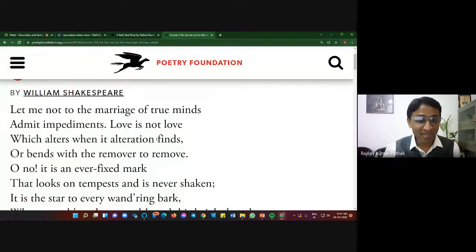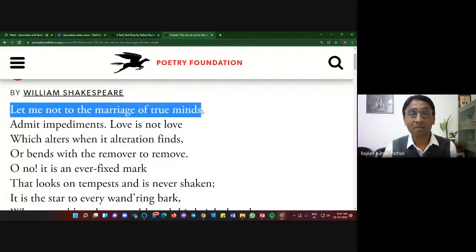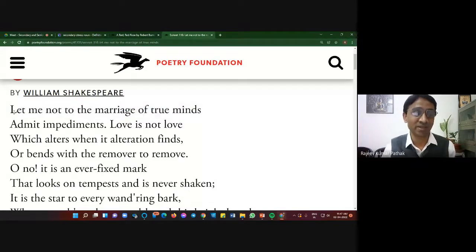So this poetry has 5 feet, or we call it meters. So this line is a pentameter line.